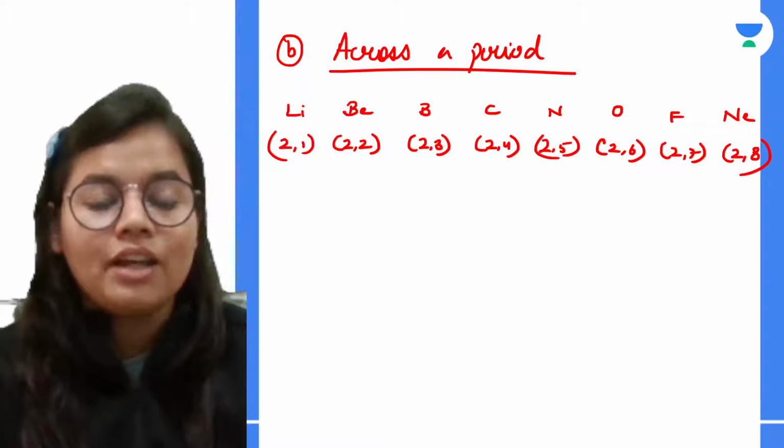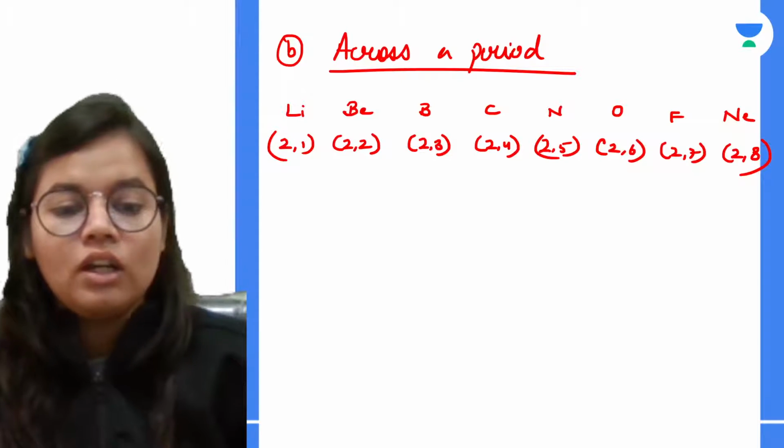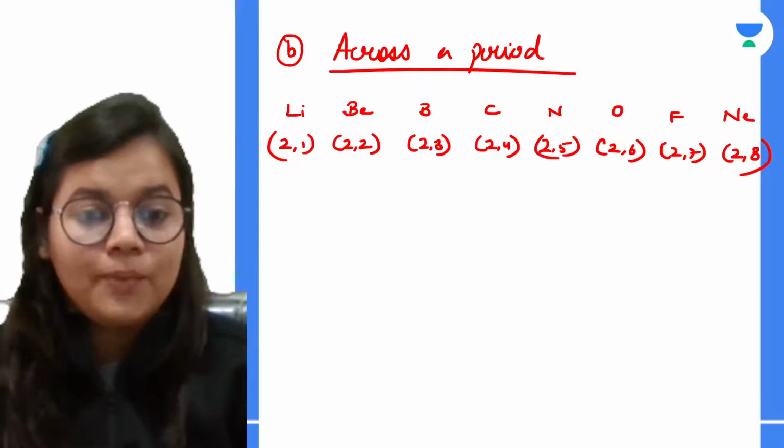What would it be doing? It would be giving out its 1 electron. Okay, same for beryllium, 2. This is for grade 9, dear.